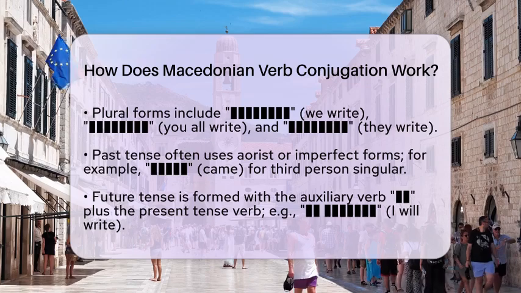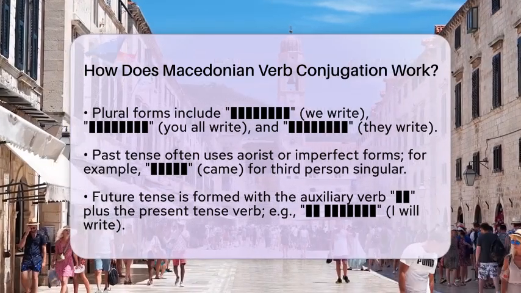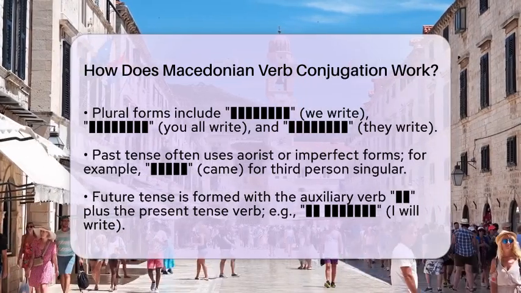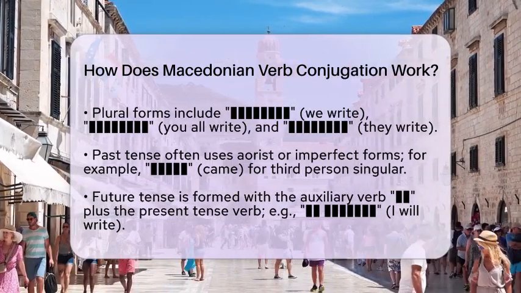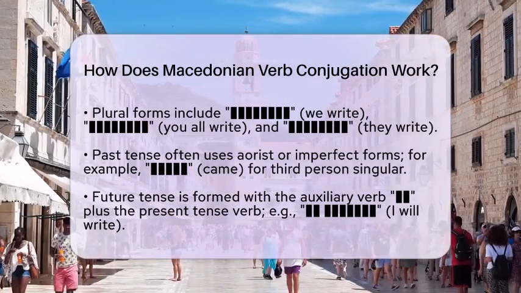Next up is the future tense. This tense is formed by using the auxiliary verb kieye, followed by the present tense form of the main verb. For example, kieye peishea uveaem translates to I will write.